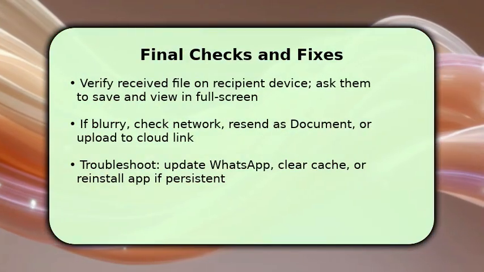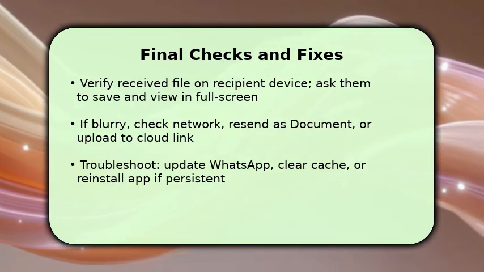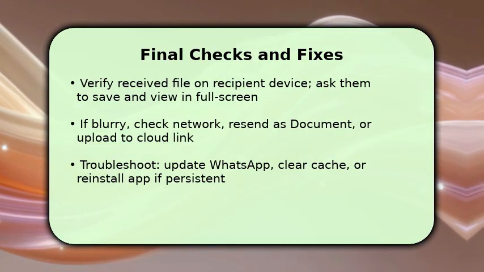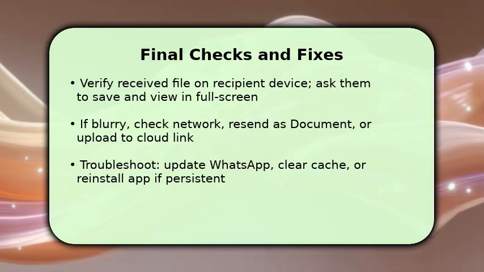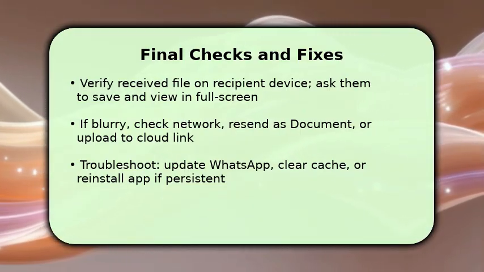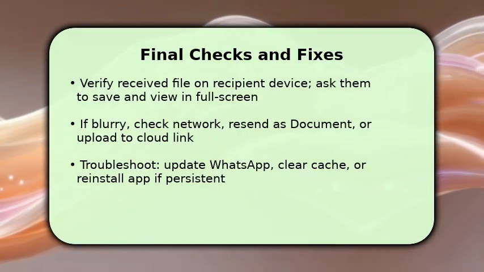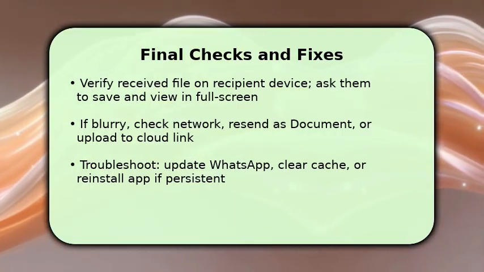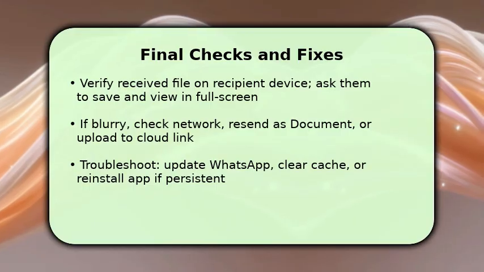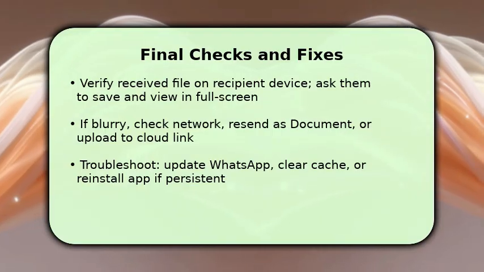Finish by confirming the recipient opens the file correctly. Tell them to save it and view full screen, because in-chat previews can downscale. If the video still looks blurred, resend it as a document or share a cloud link so they download the original file. Make sure both devices run the latest WhatsApp version. If problems persist, clear the app cache or reinstall to remove corrupt settings. These final checks solve most issues and get your video quality back close to the original.